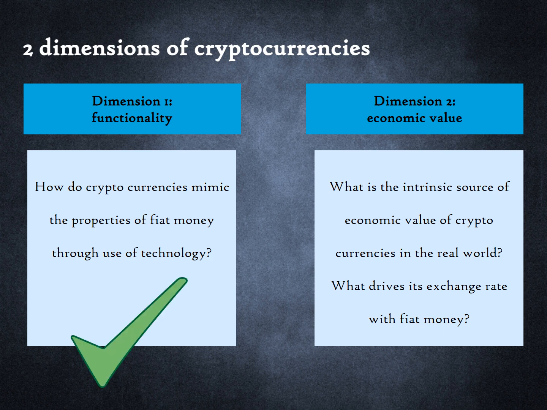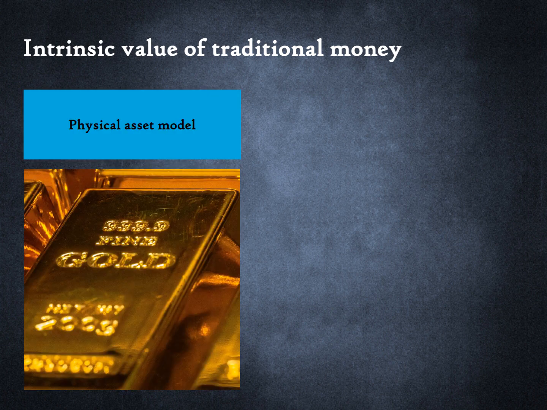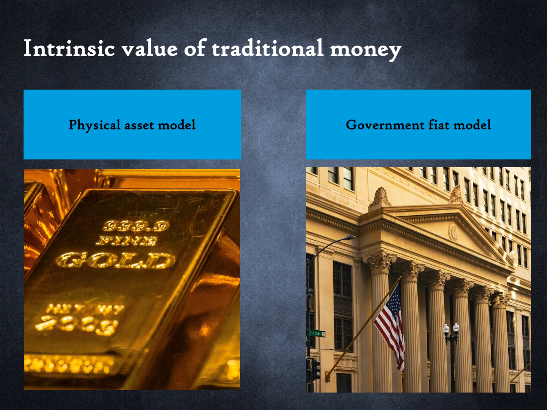But why should anyone accept them as payment? This lesson is devoted to this issue. Before we go into the intrinsic value of cryptocurrencies, we will discuss the intrinsic value of traditional money. There are two models from which money has historically derived value. One is the physical asset model and the other is the government fiat model. Next, we will look at each one of them.